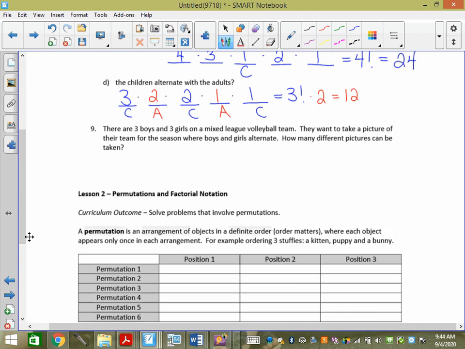Okay, number 9. There are 3 boys and 3 girls on a mixed volleyball team. They want to take a picture of their team for the season where boys and girls alternate. How many different pictures can be taken? Try the question.